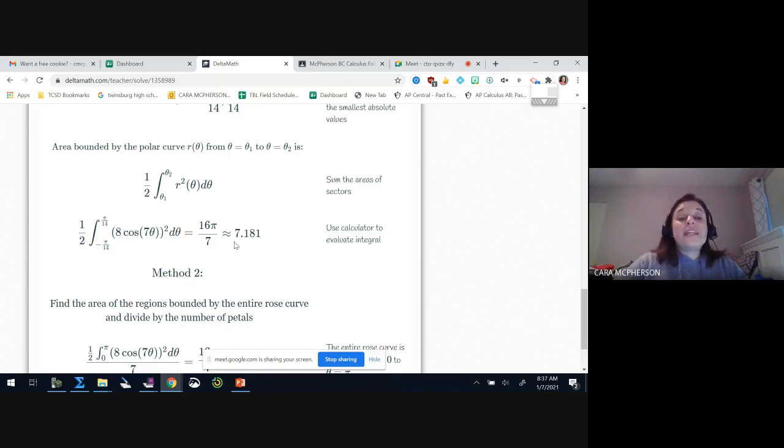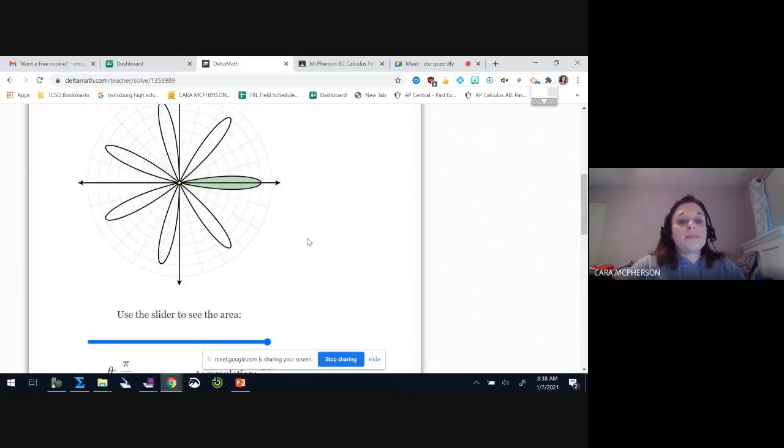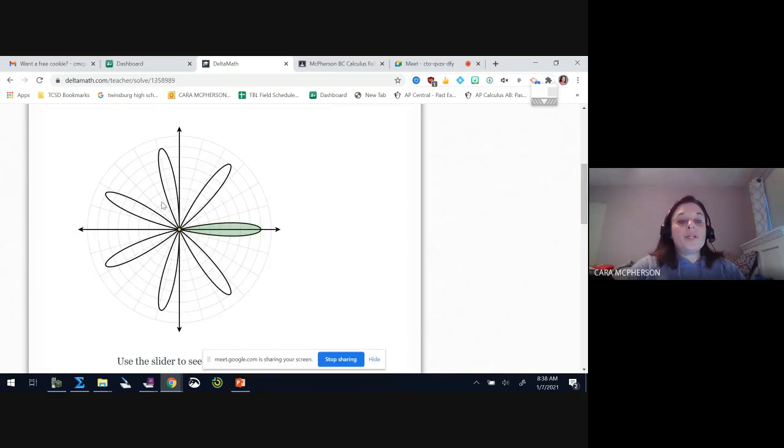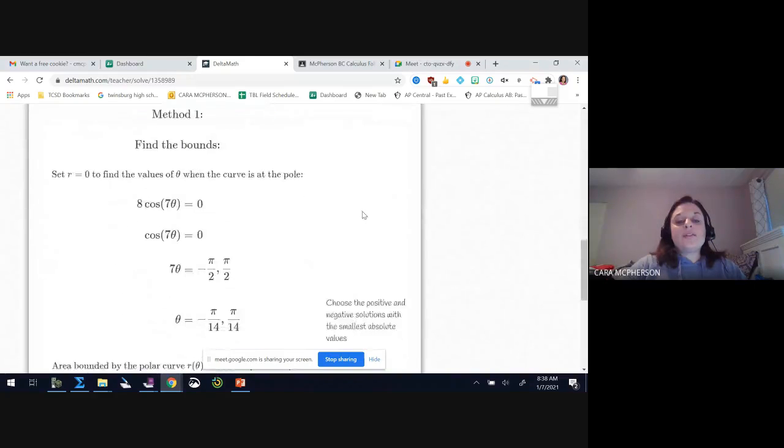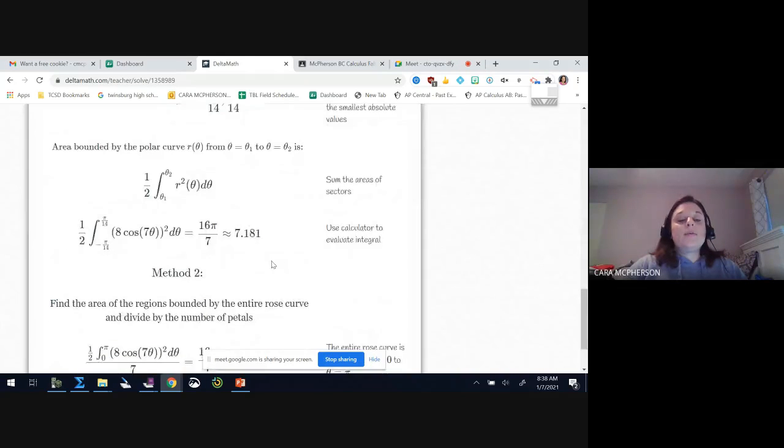If it would have asked for the entire area, I'm going to have you do one of each for homework, like one that's a half petal, one that's a full petal, one that's the whole thing. All you have to do to find the total area is take this answer and multiply by how many petals. So if you go back up to the picture and you see it has 1, 2, 3, 4, 5, 6, 7 petals, if you multiply this answer by 7, you would get the full area. If you divide it by 2, you would get the area of half a petal. So you can really take half petal and full graph and do it all at once.